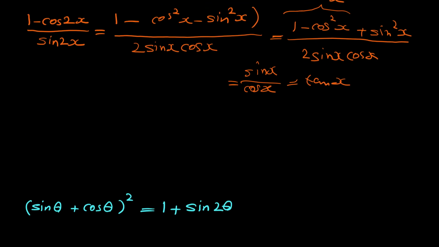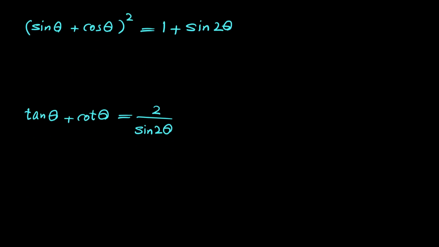Now let me show you another example. We want to prove that sine theta plus cosine theta, all to the power of 2, is 1 plus sine of 2 theta.